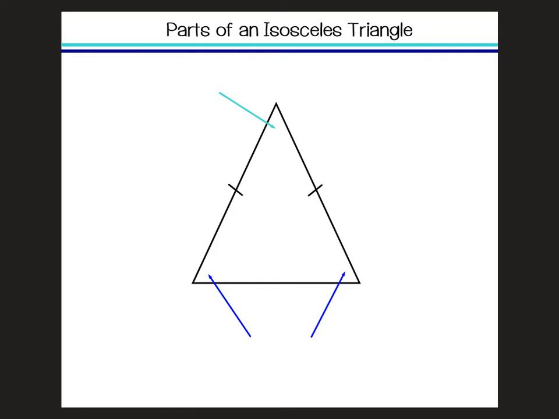So the two sides that are congruent in an isosceles triangle, we call the legs. The other side we refer to as the base. The two angles attached to the base are called the base angles. And the final angle we call the vertex angle.